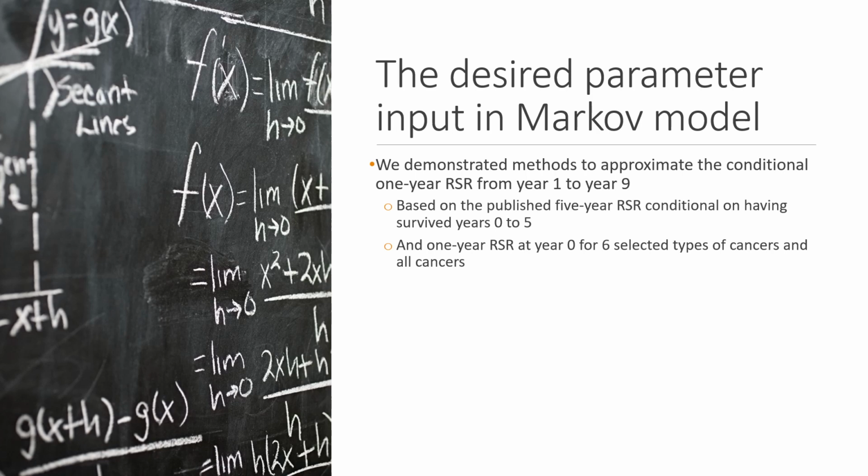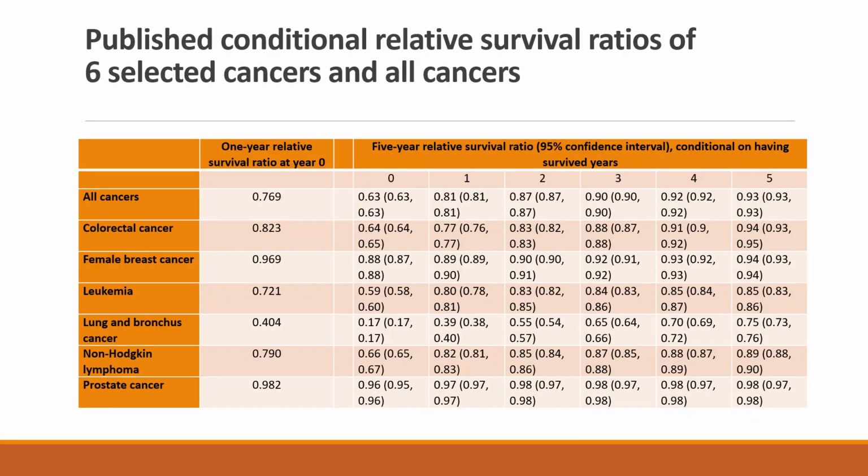Based on the published data, we demonstrated methods to approximate the conditional one-year relative survival ratio from year 1 to year 9. The table shows the published 5-year relative survival ratio conditional on having survived years 0 to 5, and 1-year relative survival ratio at year 0 for 6 selected types of cancers and all cancers. We will use these data to calibrate time-dependent 1-year relative survival ratio in Canada. The methods illustrated below can be used for the data from other countries, or the time-dependent monthly relative survival ratio.